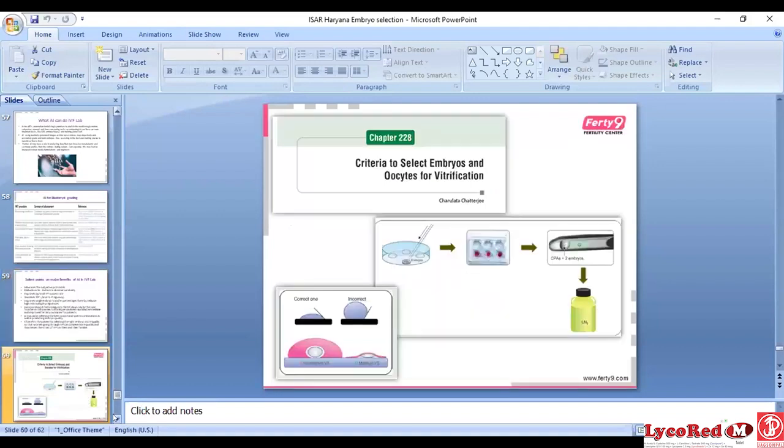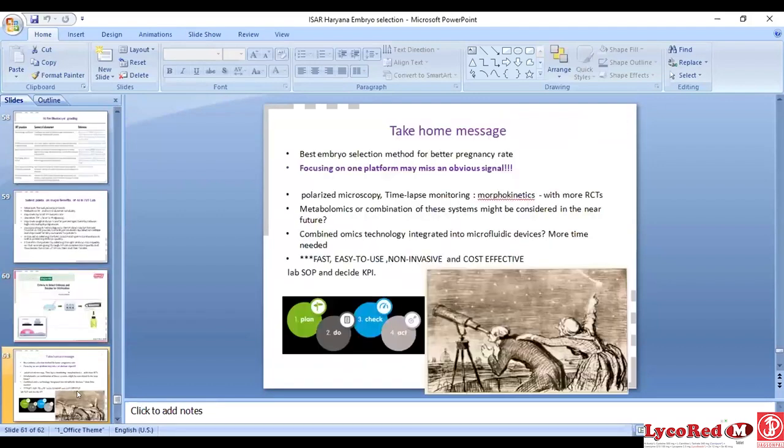This is one of the chapters which I wrote in the book. And coming to the conclusion, what is the take home message? Of course, best embryo selection, better pregnancy rate. But if we focus on only one platform, we might miss another obvious signal. So whatever available technology we can combine in our lab, we should check the advantages and disadvantages of that technique. Without knowing that, I will not suggest that, oh, that lab has a time lapse, we will also use it. But if we know every use of the technique we are including in our lab, that is definitely beneficial in some way or other to select the best embryo.